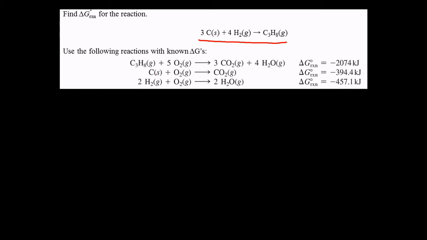So, I need to then take this equation and multiply it by 3, which would give me 3 carbons plus 3 O2 goes to 3 CO2. And I'm going to do the same thing to its delta G value. So it would be 3 times negative 394.4.